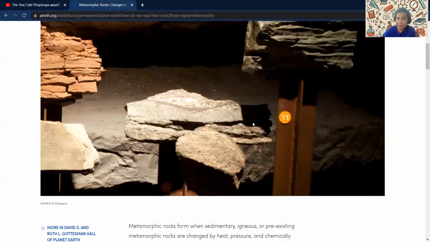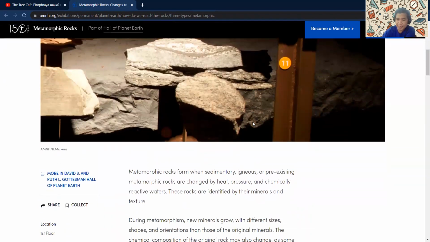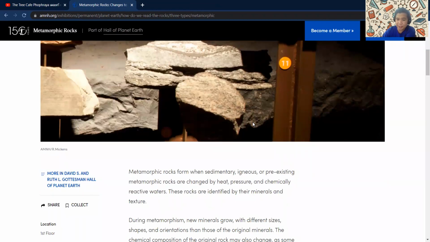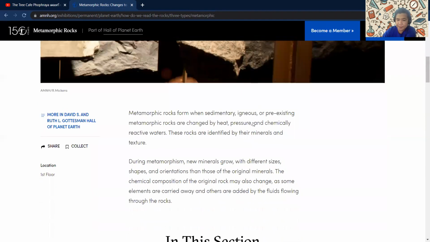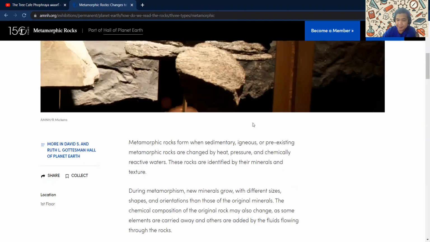Metamorphic rocks form when sedimentary, igneous, or pre-existing metamorphic rocks are changed by heat, pressure, and chemically reactive waters. These rocks are identified by their minerals and texture. During metamorphism, new minerals grow with different sizes, shapes, and orientations than those of the original minerals. The chemical composition of the original rock may also change as some elements are carried away and others are added by the fluids flowing through the rocks.